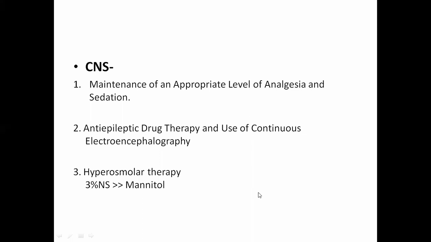IC bleeds, excellent. Yeah, if the presence of seizure is confirmed, you definitely have to give. Apart from that, so altered sensorium, IC bleeds, any other thing?